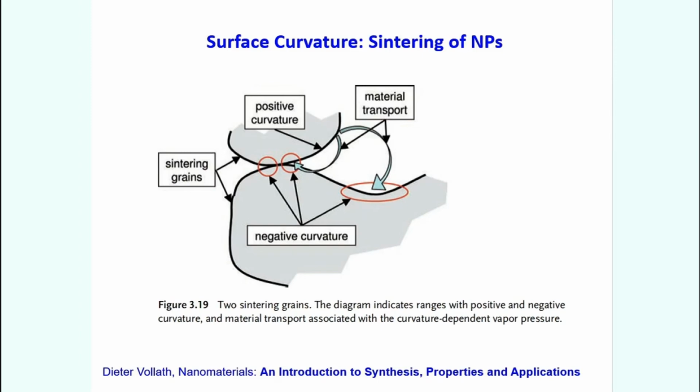This is again shown in a detailed manner here. This is taken from Dieter Bohlat. You can see the negative curvatures, right. Negative curvature means concave, and convex will lead to positive curvature. So, mass will transport, you see here material transport will happen from negative curvature to positive curvature, and these two will join together. This is something which is easy to understand.